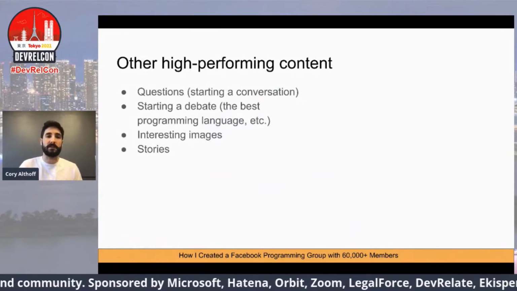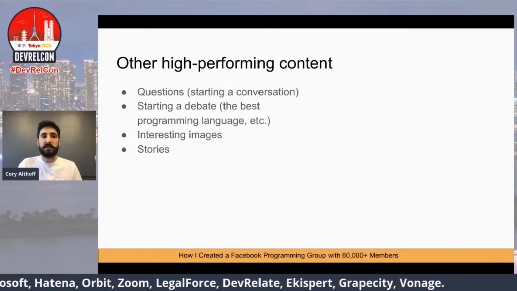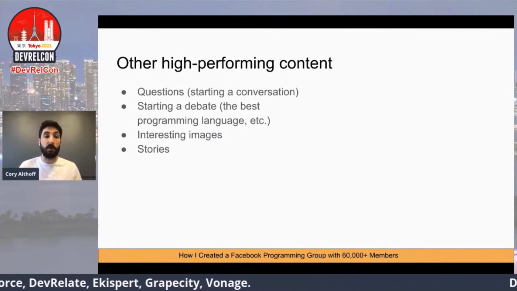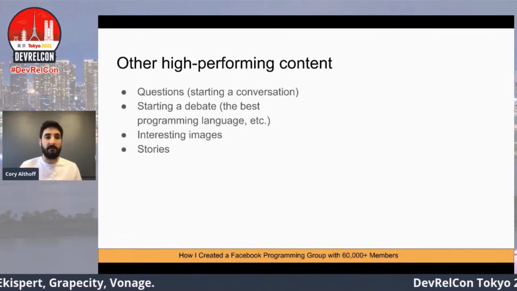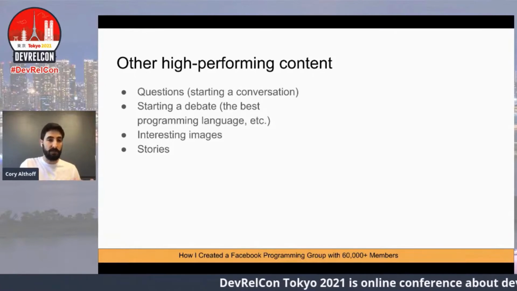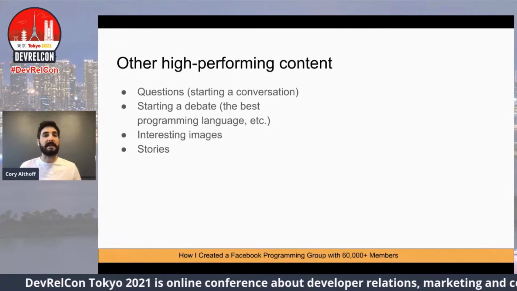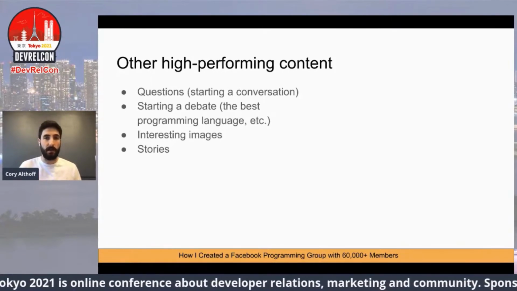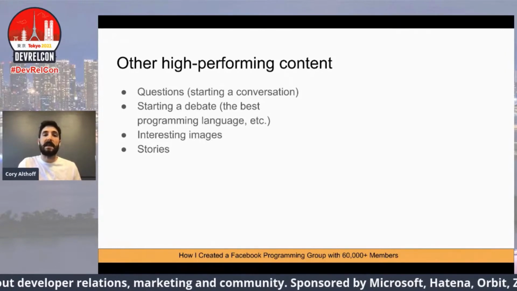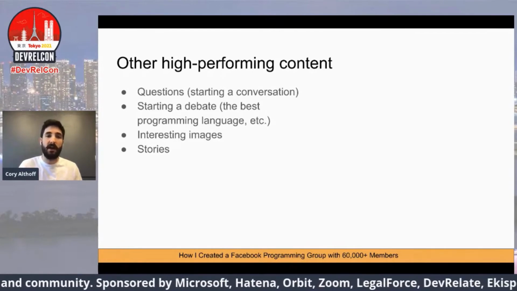Other high-performing content include questions. So starting a conversation. A lot of times on social media, people just talk about themselves, but you want to start a dialogue and you want to talk to people in the group and ask what questions they have. And you can do stuff like starting a debate. For example, whenever I post in my Facebook group about stuff like, what's the best programming language? It gets hundreds of comments because people feel very strongly about that topic. If you start a debate, especially developers love to share their opinions, and that's a great way to create a lot of engagement in your Facebook group and generate interest.